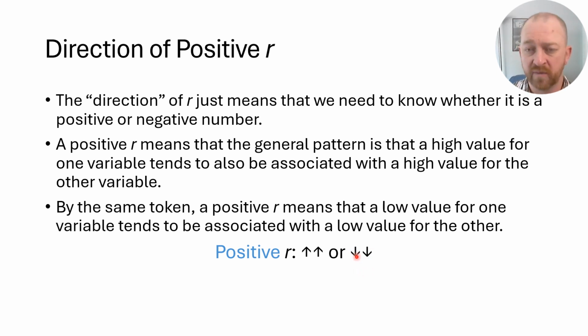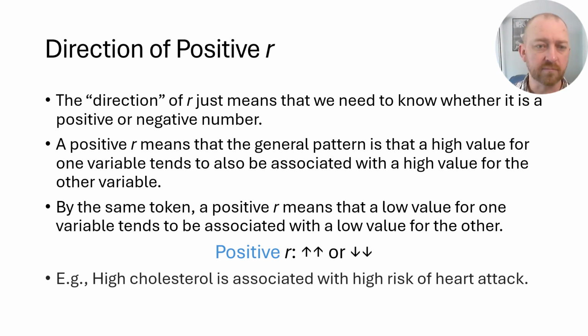Or as one variable decreases in value, so too does the other. That is still a positive relationship because they change together, or they tend to share the same value, roughly high or low. Okay, so for example, you could say that high cholesterol is associated with a high risk of heart attack. Because both of them are high, a high cholesterol is also associated with a high risk of heart attack.